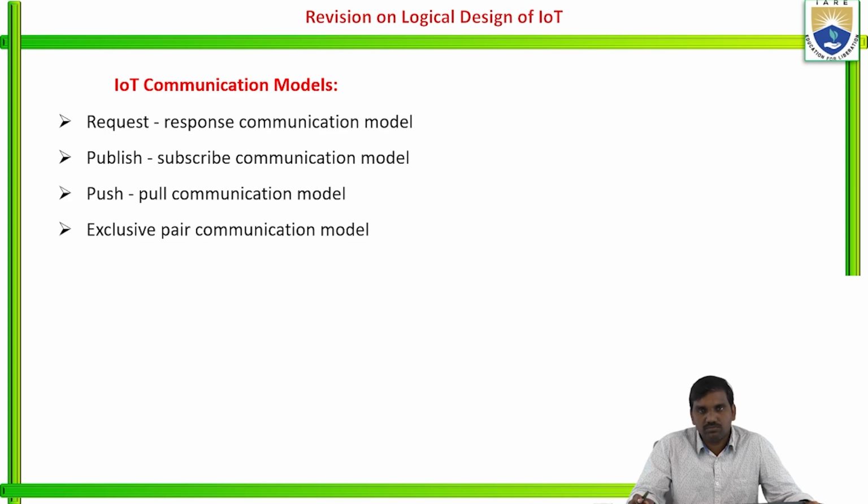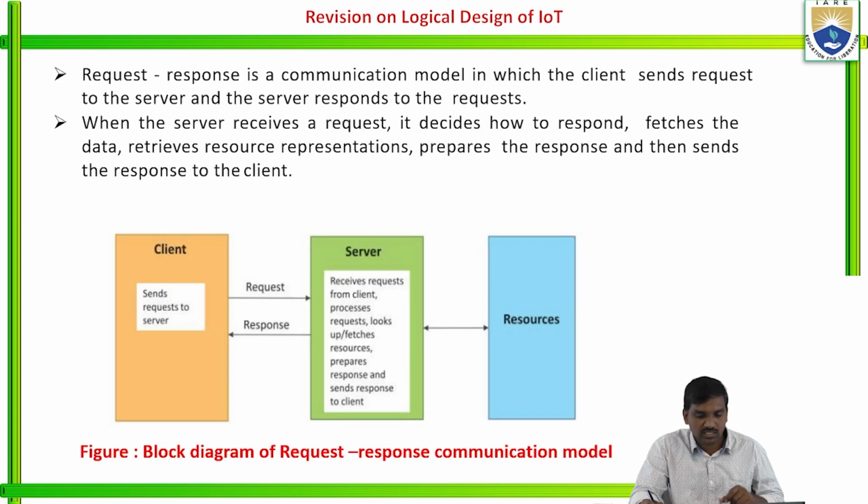In order to develop the communication between any two associated devices in the IoT, we use the request response communication model, publish subscribe communication model, push-pull communication model and exclusive pair communication model. These are the very important communication models to develop the IoT network. So this is the block diagram of the request response communication model, or client server.